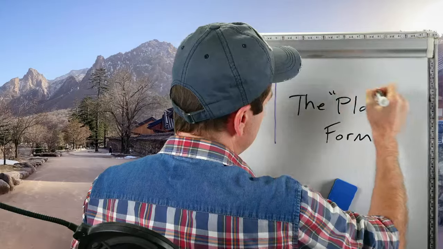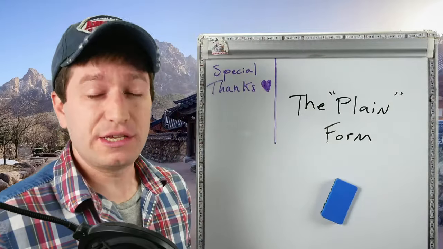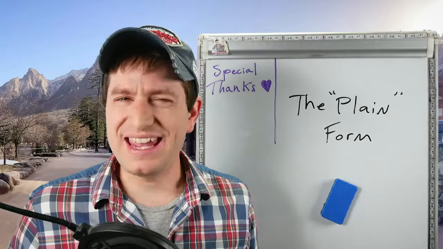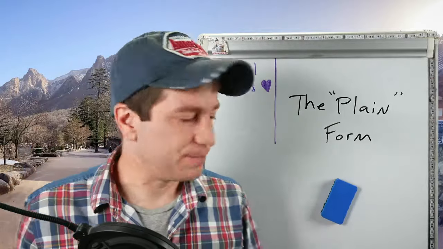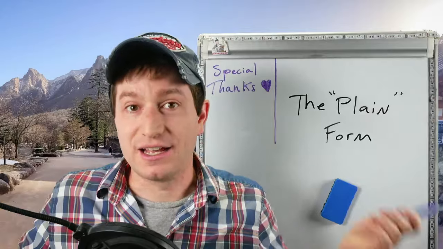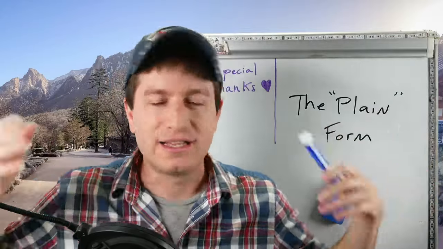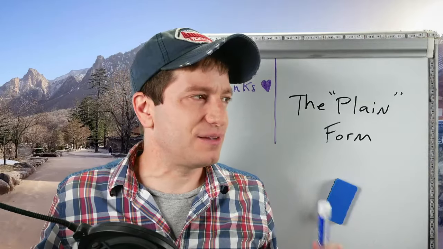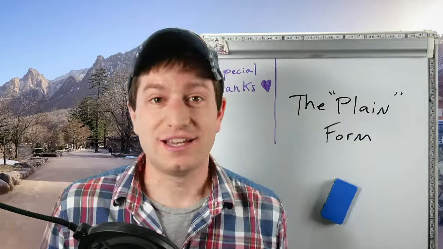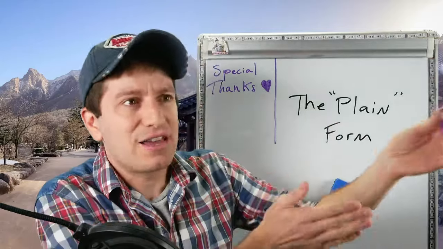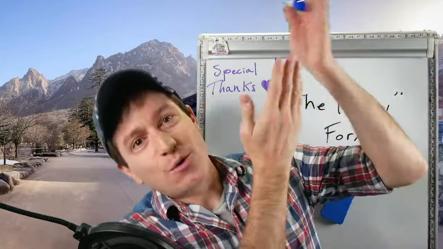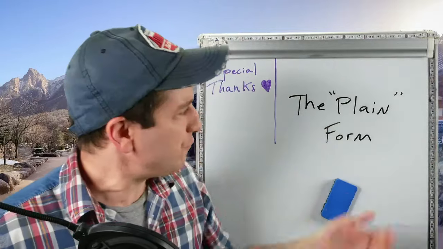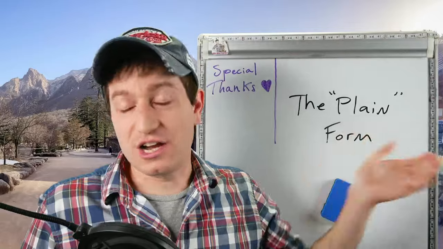Okay. The plain form. What is the plain form? Well, the plain form is simply a way to conjugate a verb. So if you have the verb hada, to do, or kada, to go, how can you conjugate these verbs? You can conjugate them a plethora of ways. You can say kada as kayo, kamnida, kayo as a question, anything like that. Those are all conjugating. Plain form is just one more way that you can conjugate a verb.